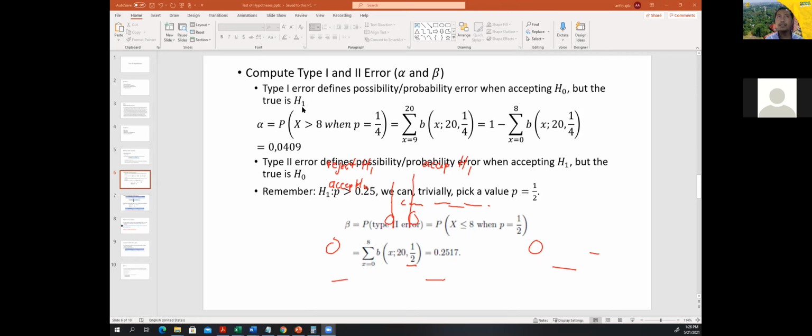Jadi allow me to explain in bahasa. Jadi tipe error 1 adalah kemungkinan error, berapa sih kemungkinan errornya ketika hasil observasi kita menerima H0, menerima fakta pertama, padahal yang benar adalah fakta kedua atau hipotesis alternatif. Berapa kemungkinannya? Logikanya, kalau dugaan kita benar, dugaan kita itu bagus, maka errornya kecil kan? Errornya kecil. Oke?